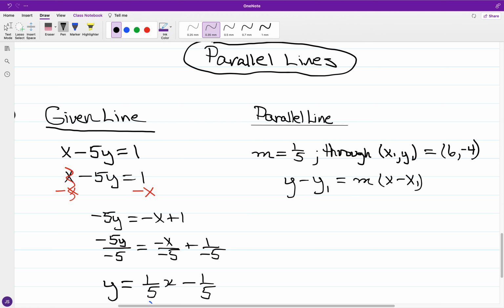So you have y minus y of 1, which is y minus -4, and we have the slope m again for the parallel, which is 1/5, times the quantity of x minus 6. And here we have y minus -4. Again, just undoing the double negative, we're going to have y plus 4 equals 1/5 times the quantity of x minus 6. So we have 1/5 of x minus 6/5.